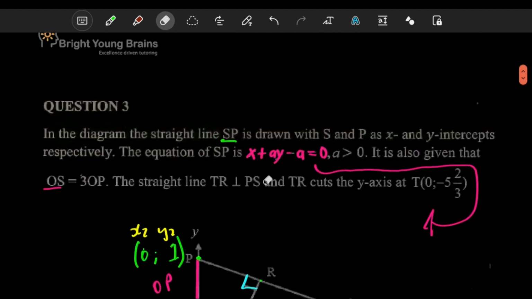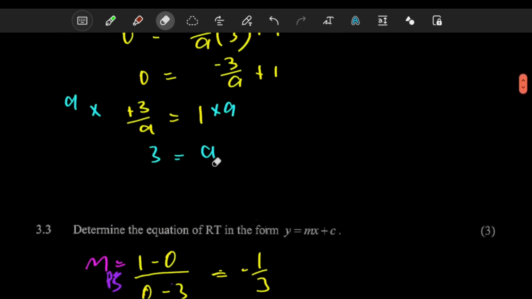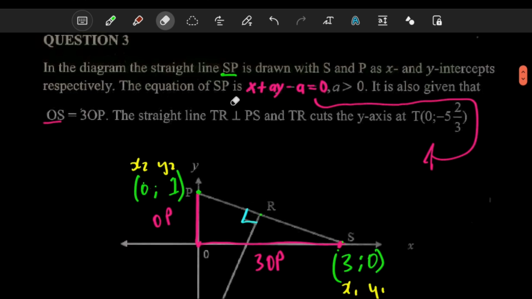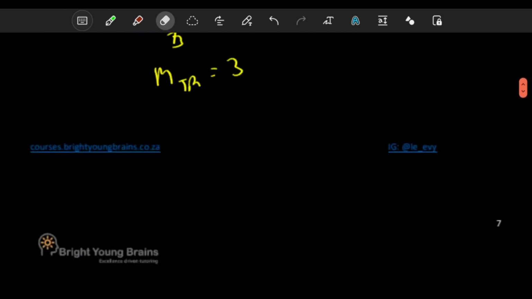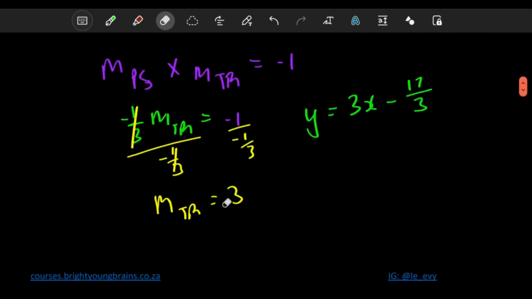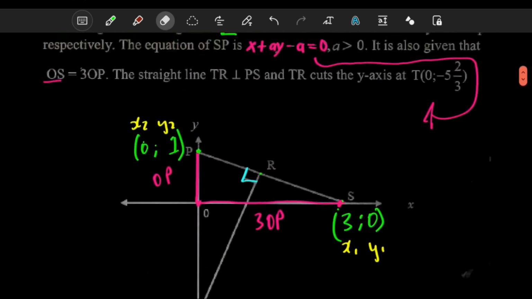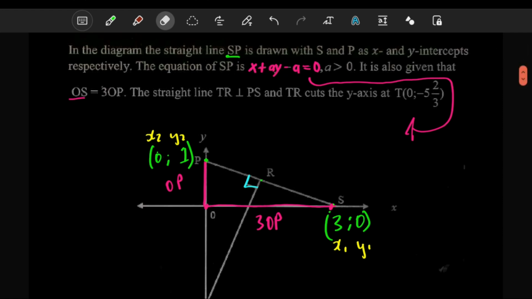Yeah, you see, we have A from our previous question here. That technically gives us the equation of SP. And then here we just worked out the equation of TR, which is this one. So we know they meet at R specifically. R is the point of intersection for those two equations. So in this equation, wherever A is, we can throw a 3 over there.